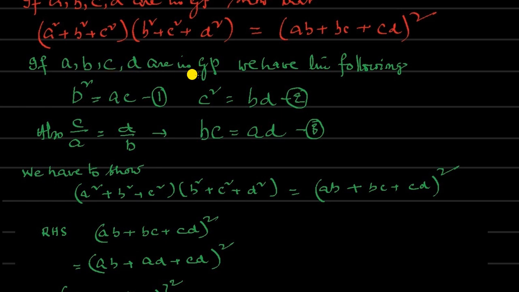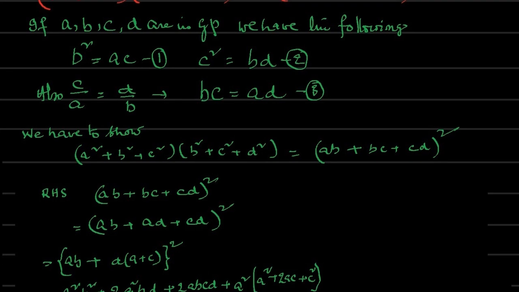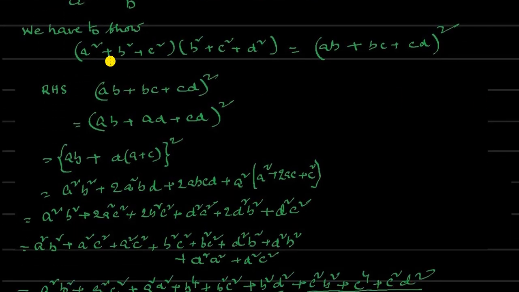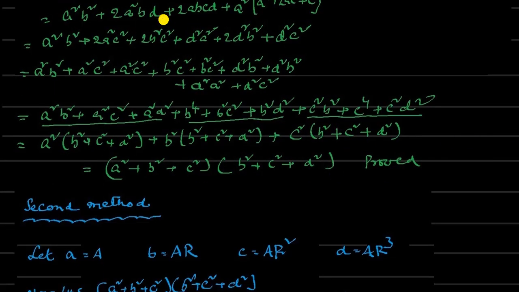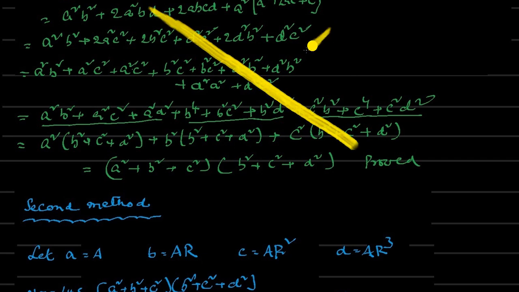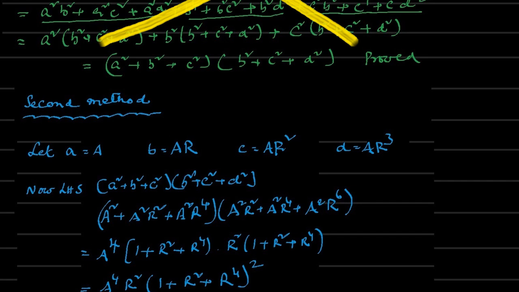What is given is B square is AC. A, B, C, D are in GP means A by B is B by C, B by C is C by D. That means B square is equal to AC, C square is equal to BD. Similarly, A by C is B by D, so BC equals AD. These are the things we know if A, B, C, D are in GP. Then we have to show this. I expanded and manipulated the terms to get this. But I don't recommend this. It's very difficult for you, small people, to do this.